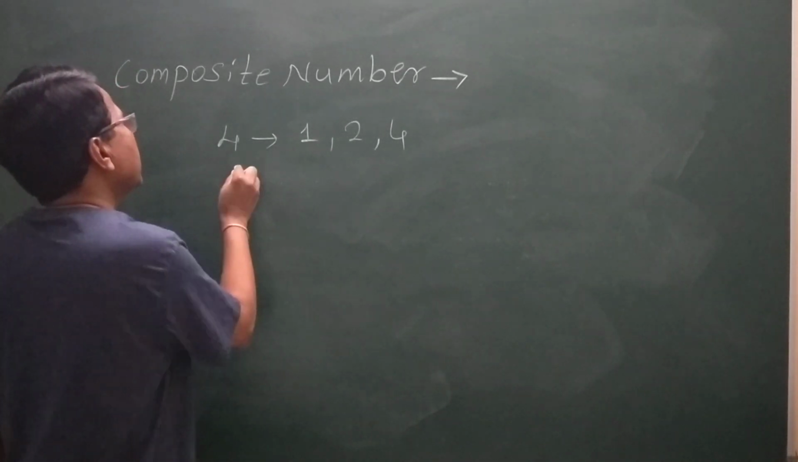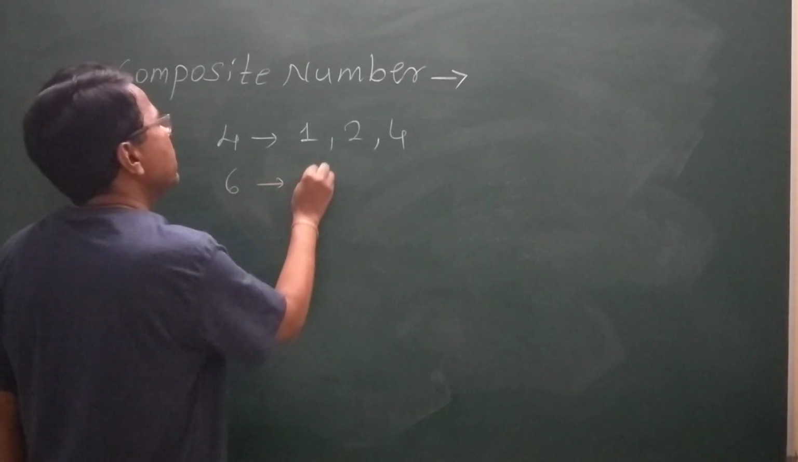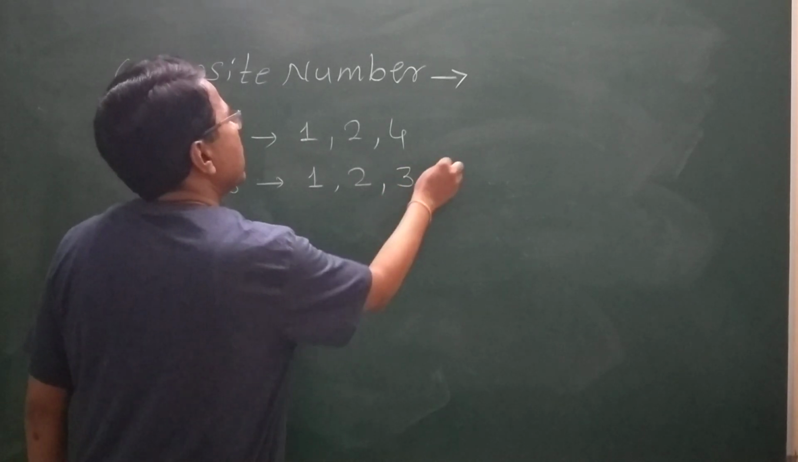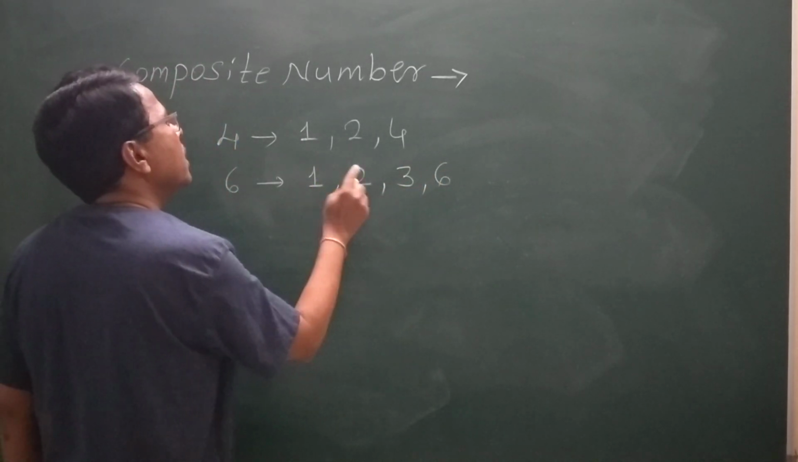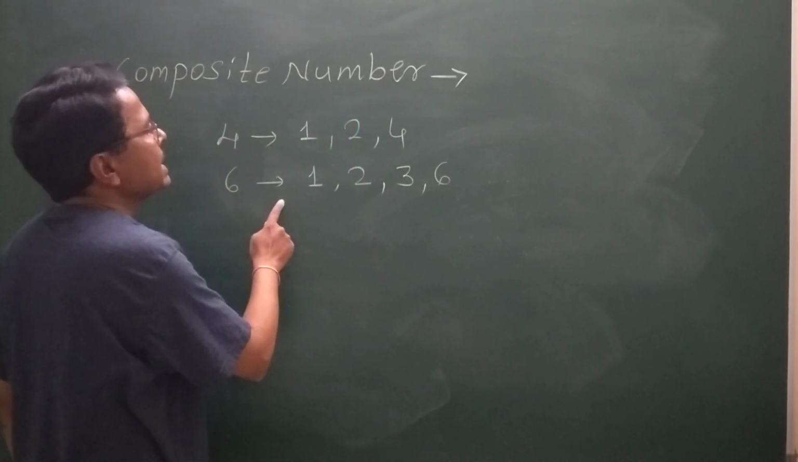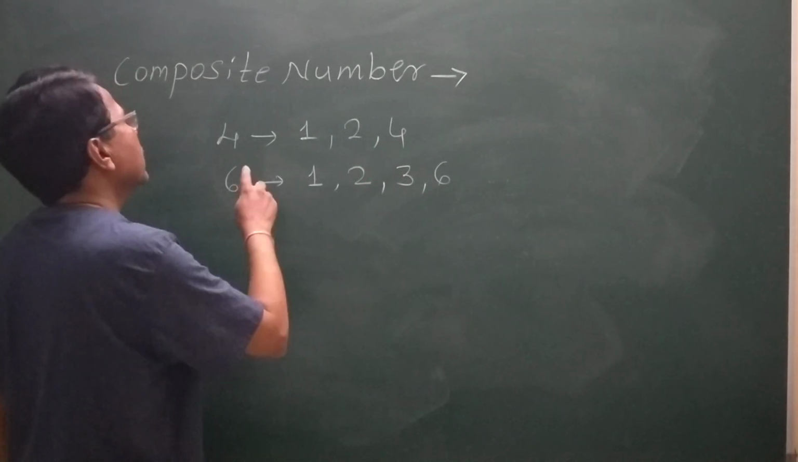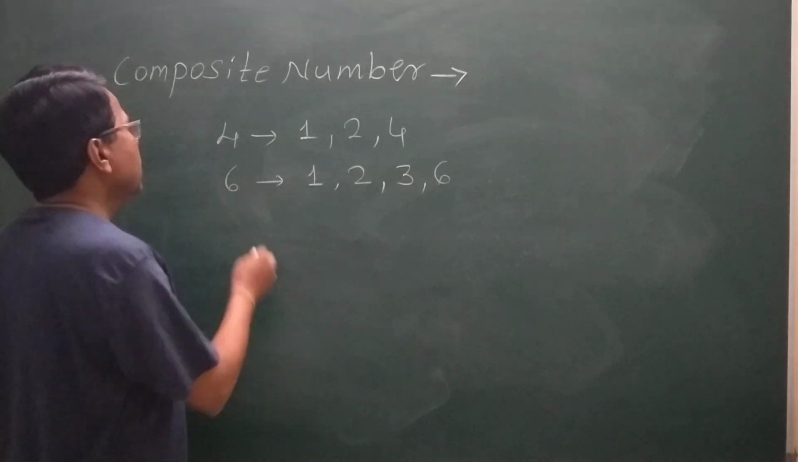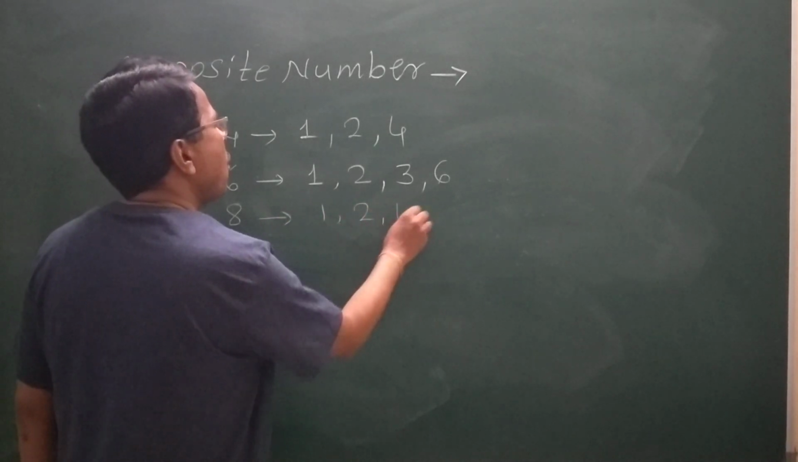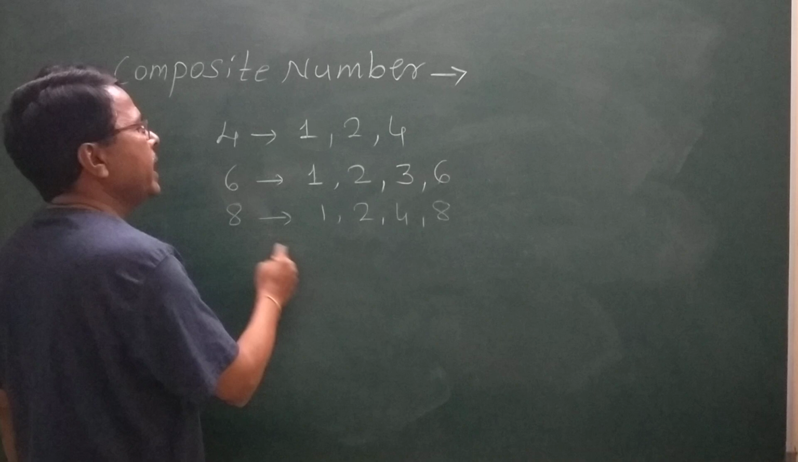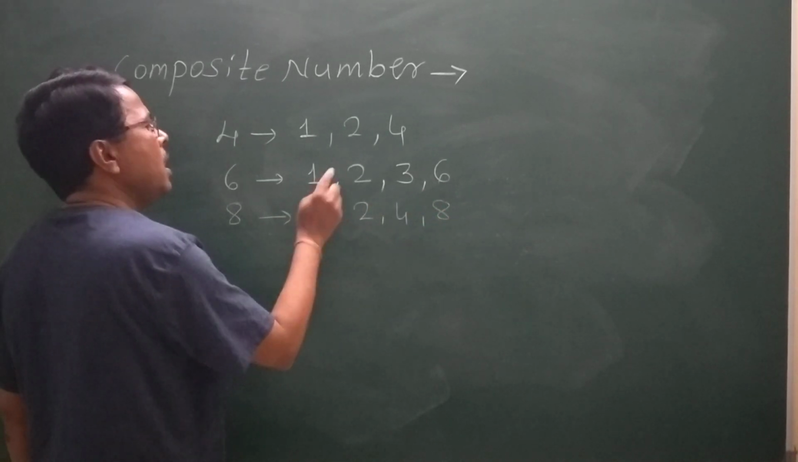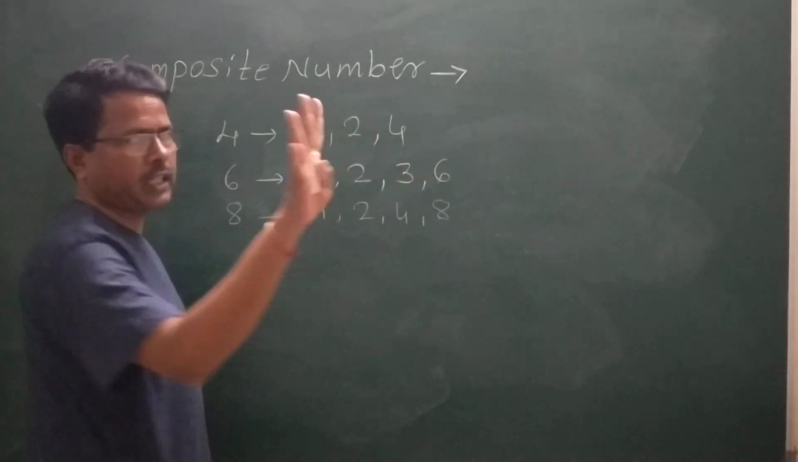Similarly, if I take 6, 6 is divisible by 1, 2, 3, and 6. It has 4 factors, that is, 6 has more than 2 factors. Therefore, this is a composite number. Similarly, if you take 8, it is divisible by 1, 2, 4 and 8. It has 4 factors. So this is a composite number.